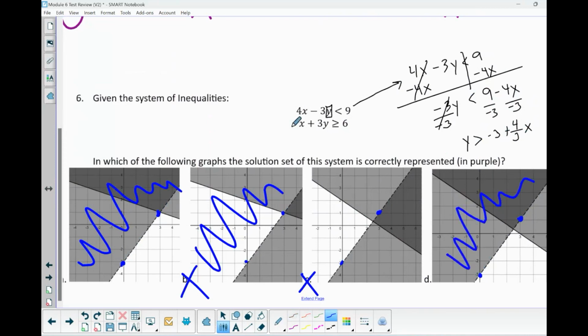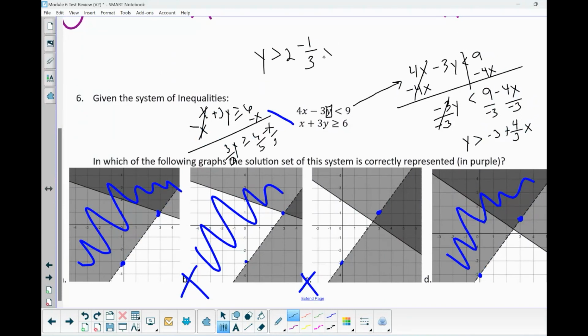Now let's check our next one. It says x plus 3y is greater than or equal to 6. So we follow the same steps. Start by moving x over to the other side. I'm left with 3y is greater than or equal to 6 minus x, and we divide by 3. I get y is greater than or equal to 2 minus 1 over 3x.